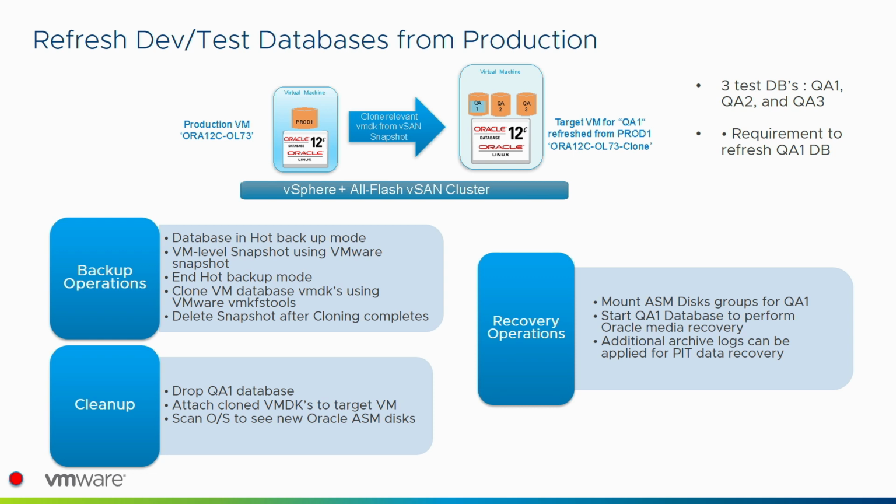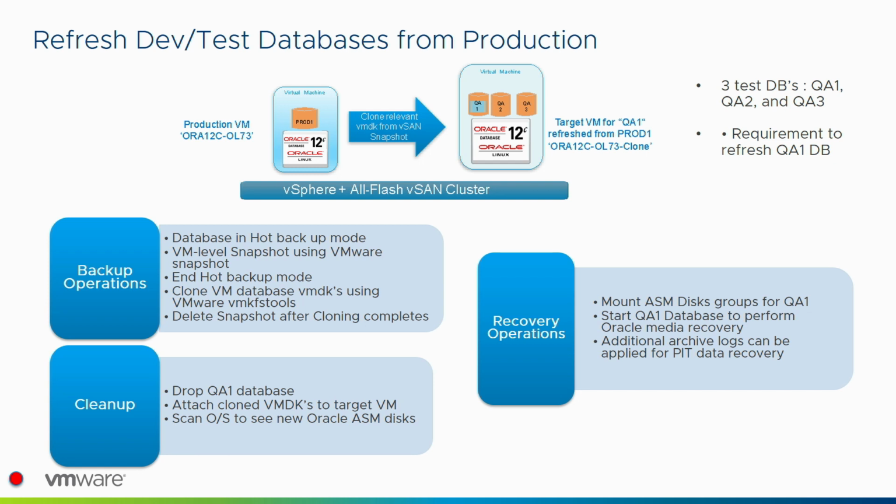Of course, go ahead and delete the snapshot, come back up here, drop the QA1 database. All you have to do is attach these VMDKs to this virtual machine, the target virtual machine. Once you scan your operating system, if you do a fdisk -l, you will see that. If you do an Oracle ASM list disk, you'll see it. If you want to do a scan disk, you can do that as well. Once you mount the disk on this particular virtual machine, you have to bring the database up because you still have to perform your media recovery. And again, if you wish to roll it forward using archive log files, you can do that.